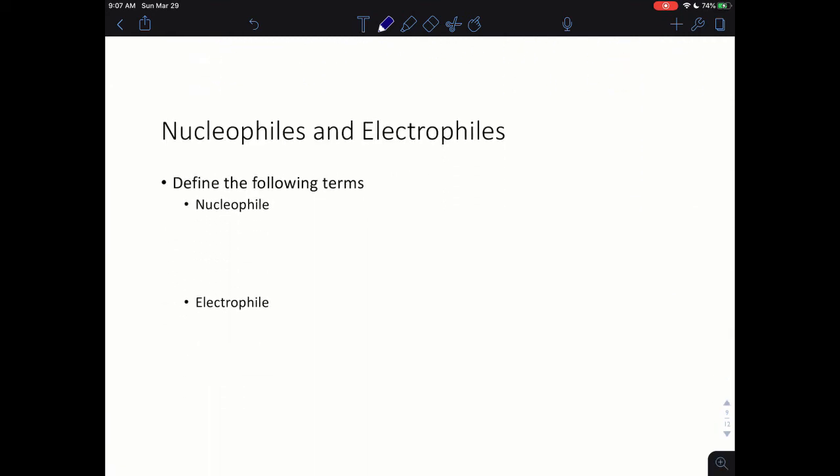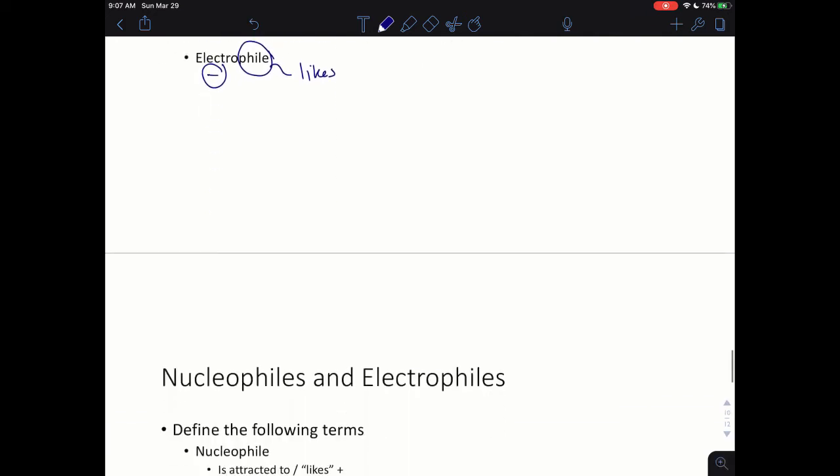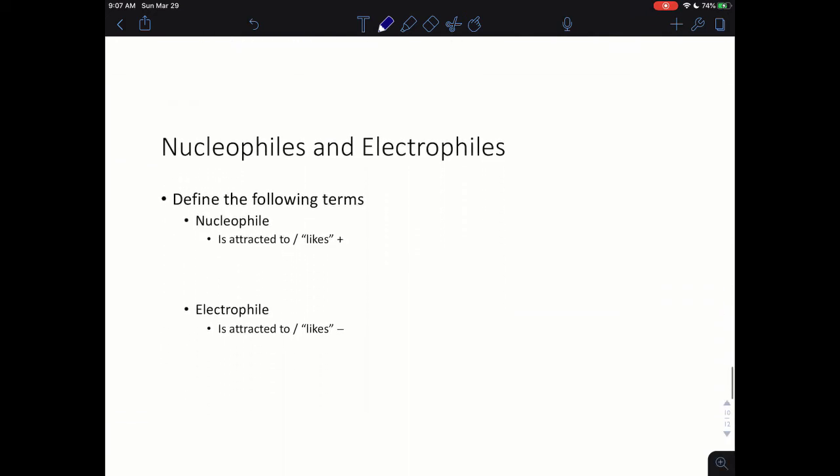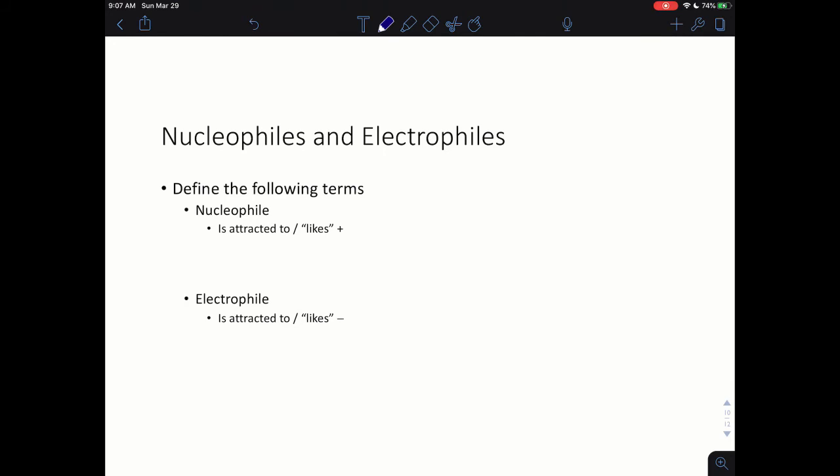Before we end our discussion, though, we do want to define two new terms, and those terms are nucleophile and electrophile. So think about what that means for a moment. What does phile mean? It means likes. So nucleophile likes the nucleus. It likes positive charge. Electrophiles, they like electrons, negative charge. So nucleophile is attracted to or likes positive charges. So something that likes positive charges is itself negatively charged or electron rich. So we're just going to leave it as electron rich.